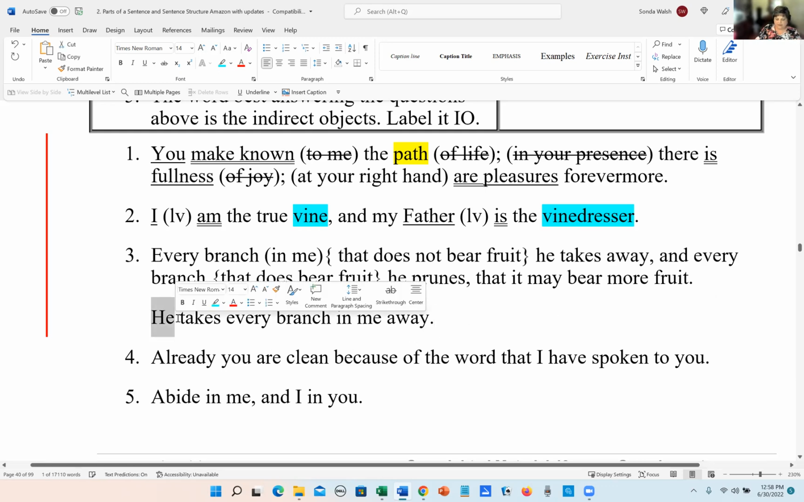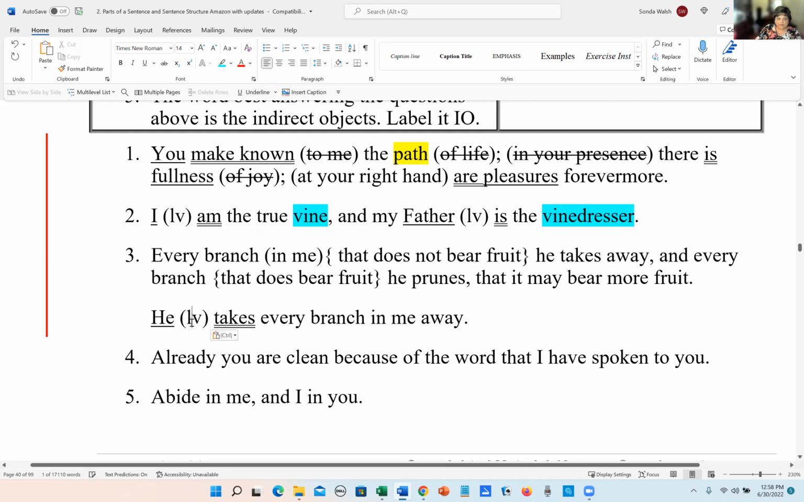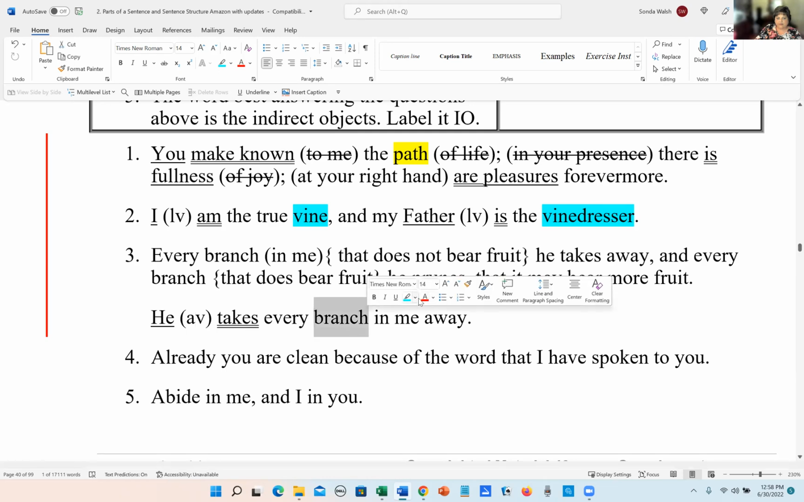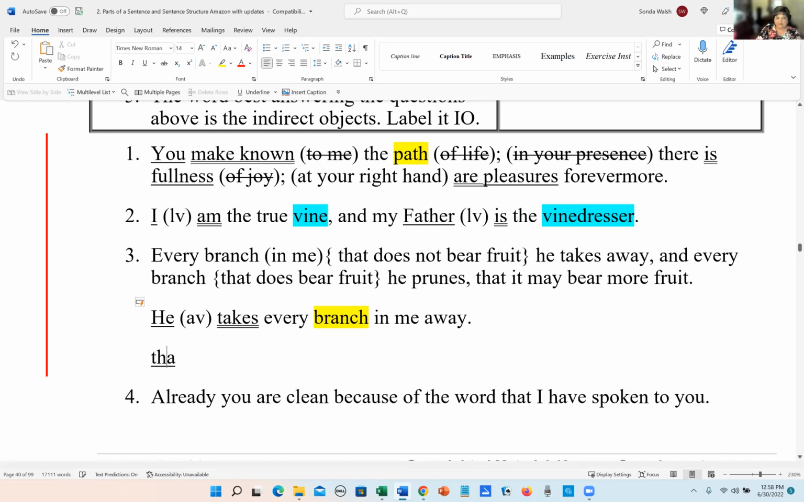So he would be the subject, takes is a verb. It is an action verb. Okay, so we're looking for a direct object or an indirect object. He takes what? Branch. So branch is a direct object. In me is a prepositional phrase, and away tells where. Okay, so the next one is that does not bear fruit.